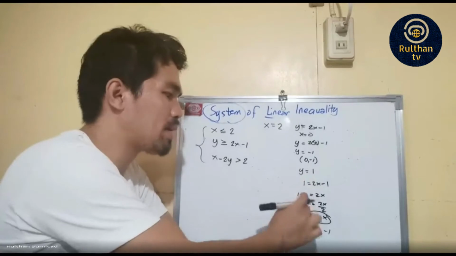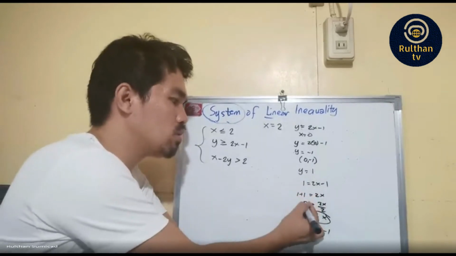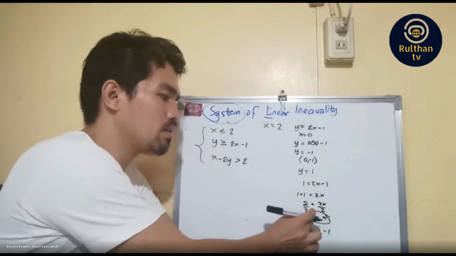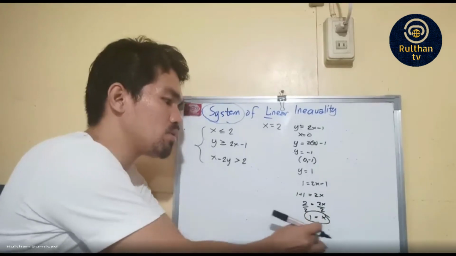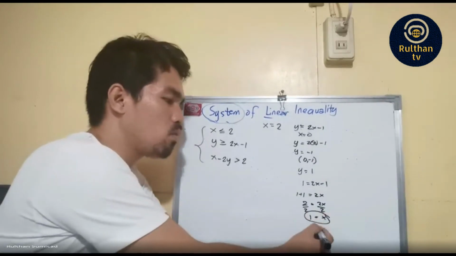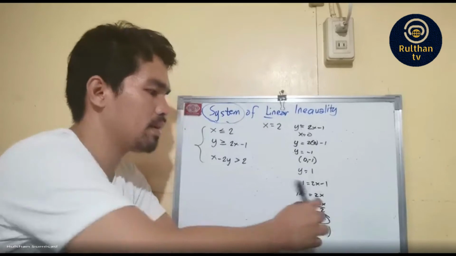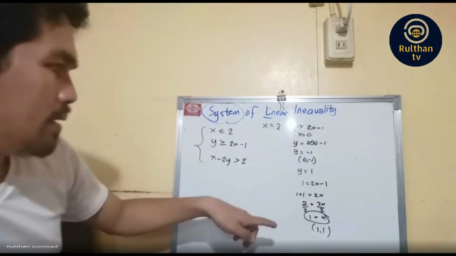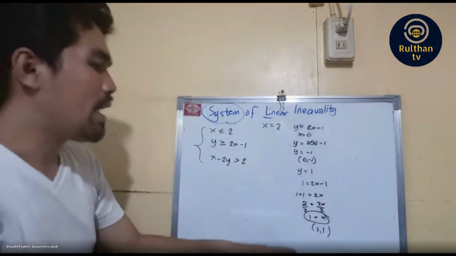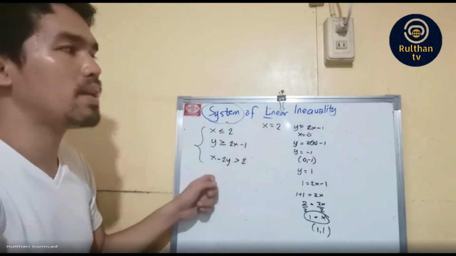So this is going to be positive 1, so this is going to be 2, so this is going to be positive 1. So our solution here will become 1, 1. Am I correct? Okay. I have already the coordinates. And let's go down to the last one.